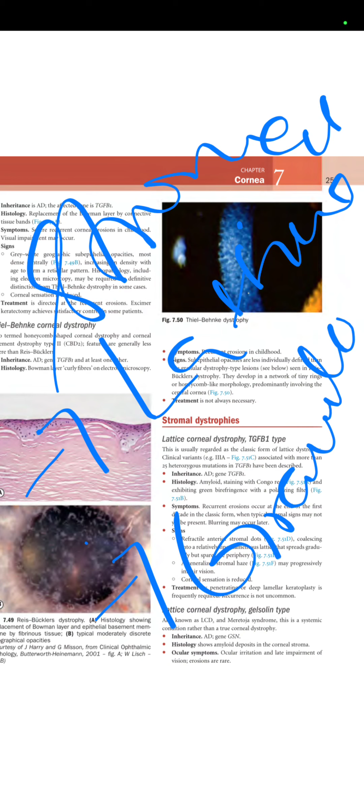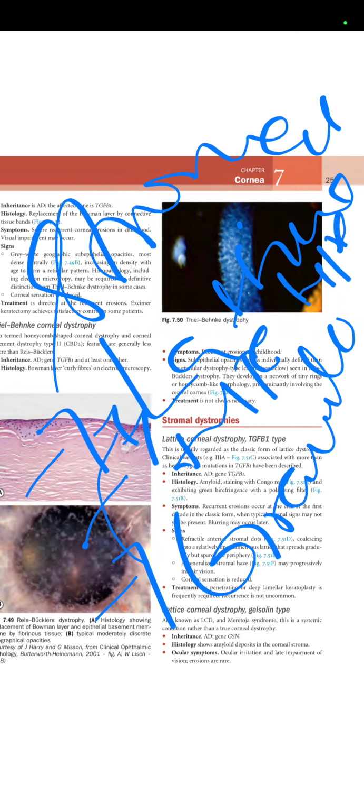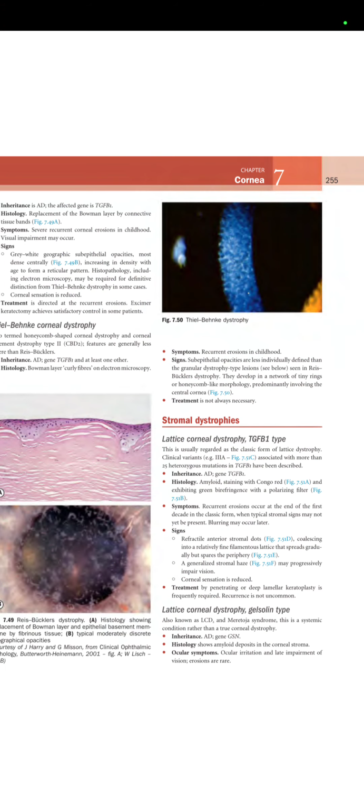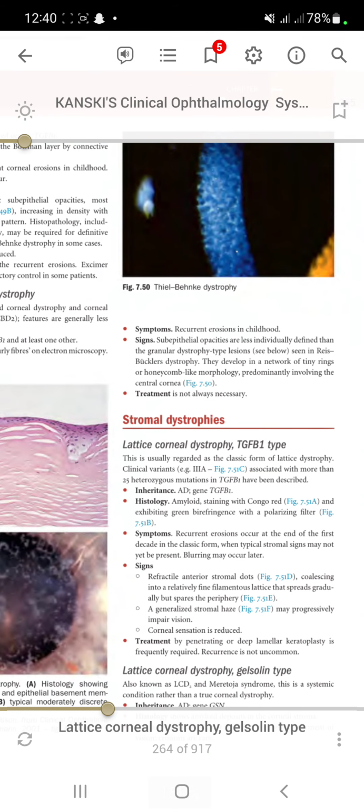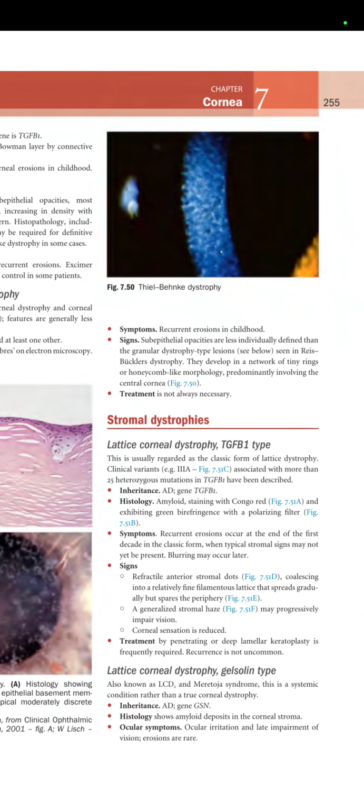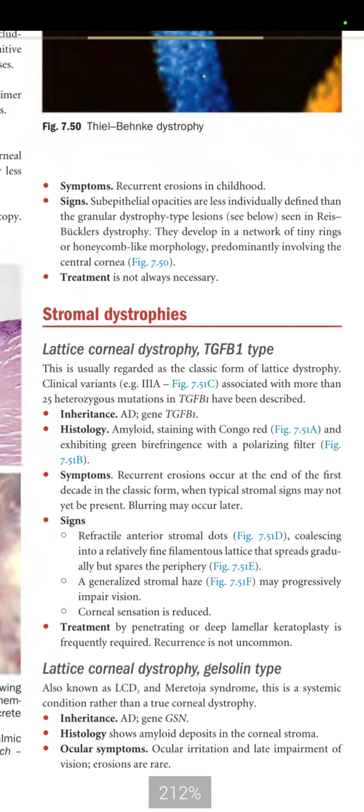So lattice corneal dystrophy is divided into type 1 and type 2. In type 1 it will be purely corneal disease, and in type 2 there will be systemic involvement as well. So that is how we divide the lattice corneal dystrophy into the two types.